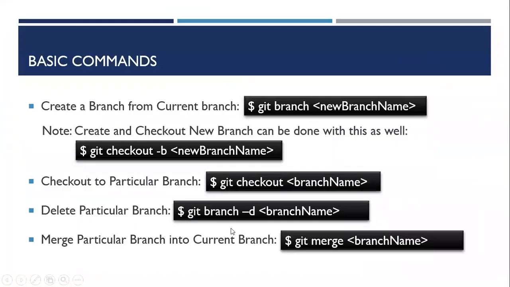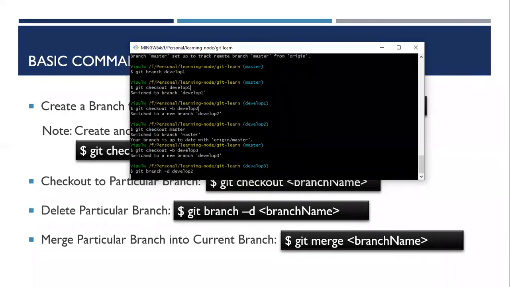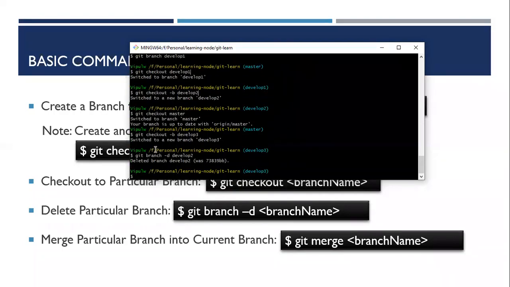So to delete a branch, you have to use the -d flag and the branch name. Let's say we created this branch wrongly, develop two. So let's delete that branch now. git branch -d develop2. So this was deleted.